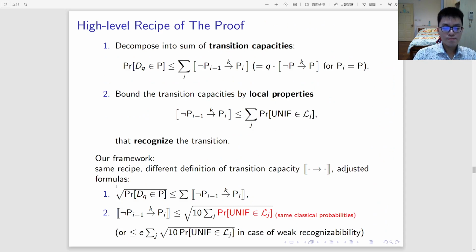Now we can put this proof into a higher level. So the recipe is basically as follows. First, we decompose the desired probability of the database having a bad event P into a sum of transition capacities. And second, we bound the transition capacities with respect to the probability of local properties that recognize the transition.